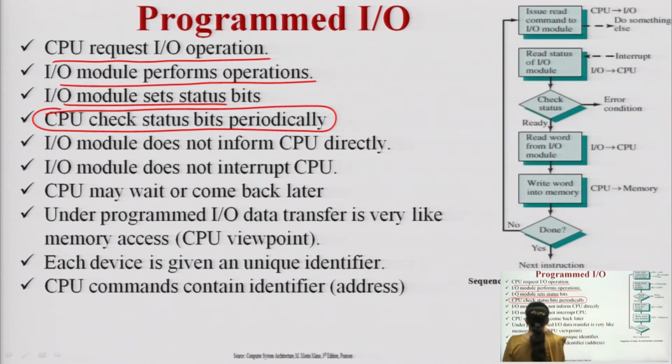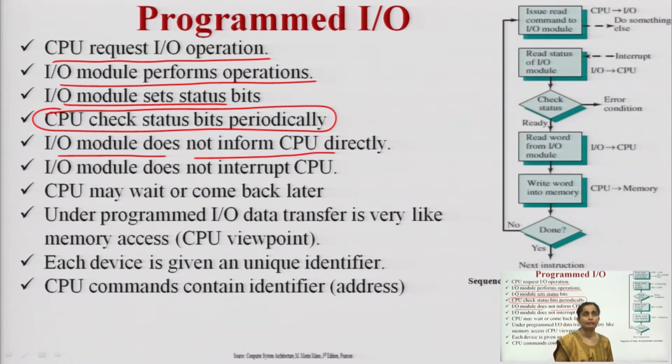So the IO module does not inform the CPU directly. Either through the interface it will tell. So the IO module will not interrupt the CPU in this case, and as I said, this means the CPU has to wait or it will come back later. So the CPU is unnecessarily busy without doing anything. It is just waiting and watching whenever the data transfer has taken place or is taking place.